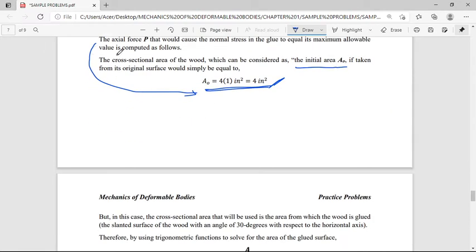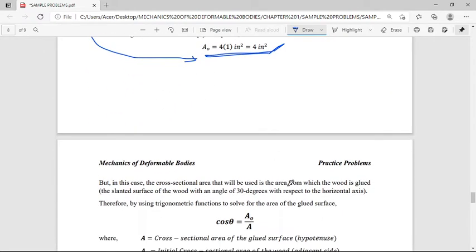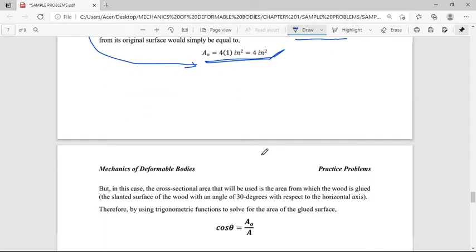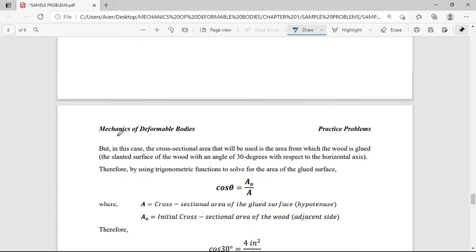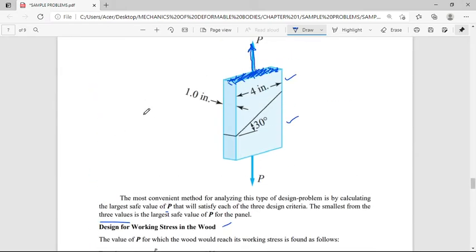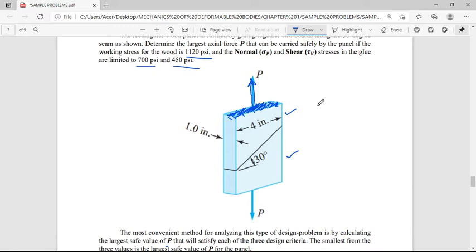And what I said earlier, this is our computation, it goes straight on. But in this case, the cross-sectional area that will be used is the area from which the wood is glued. Where they are glued. If you imagine it well, visualize it well. So, he said, like this, right? It turned. It's really hard to draw with this, what do you call this, touch pen?